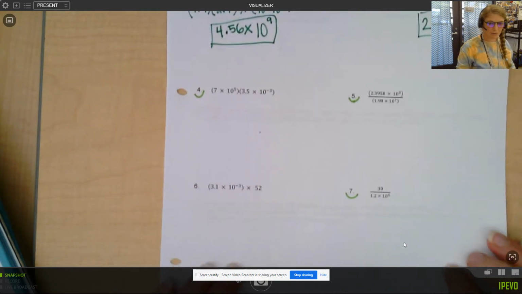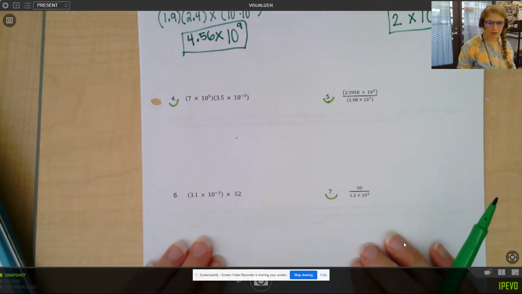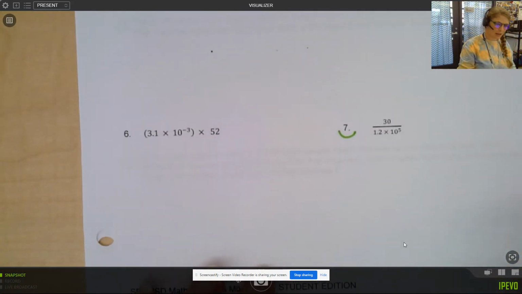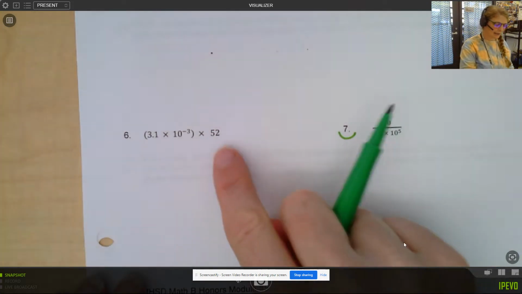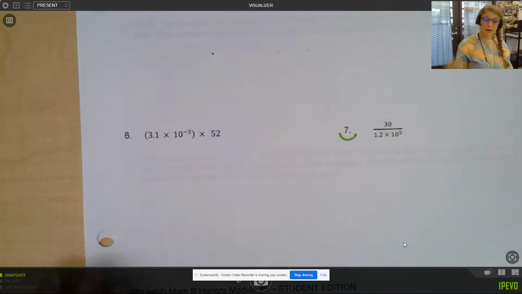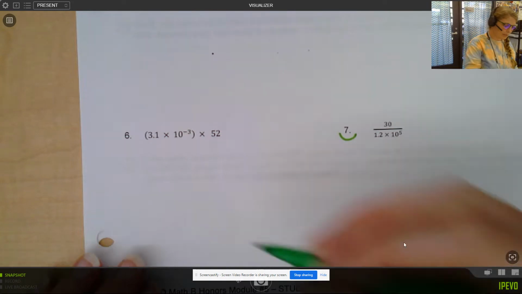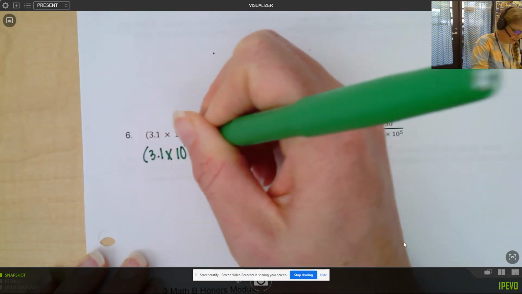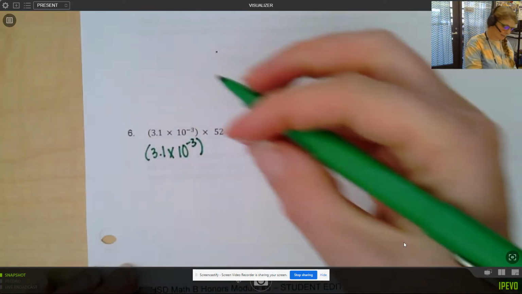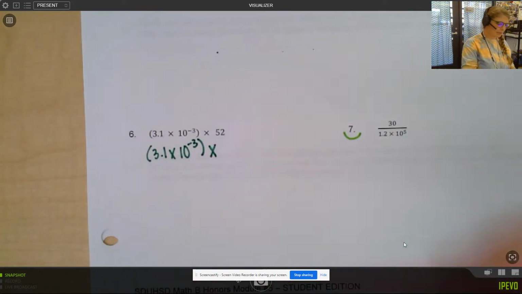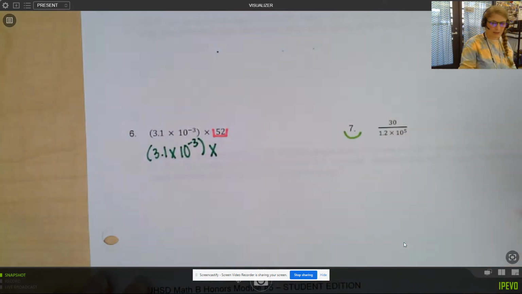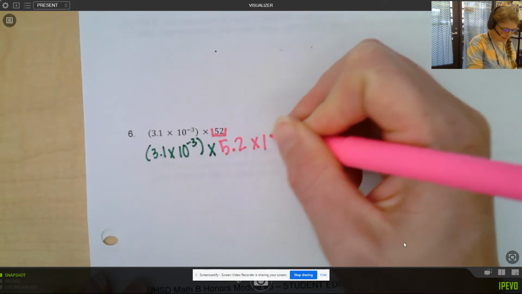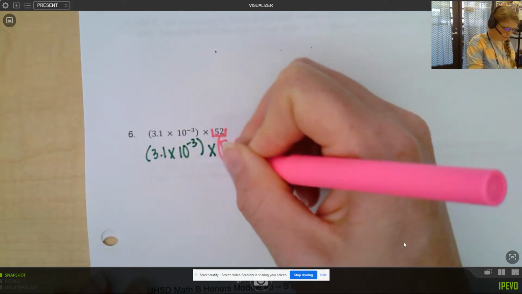Okay, I'm going to do number 6 with you also, because notice 6 and 7 are written a little bit differently. When you get to 6 and 7, notice I don't have the second number or the first number written as a power of 10. So I want to rewrite this. I'm going to just bring down the 3.1 times 10 to the negative third. Again, scientific notation needs that times. And I'm going to rewrite 52 as a power of 10. So that's going to be 5.2 times 10 to the first.